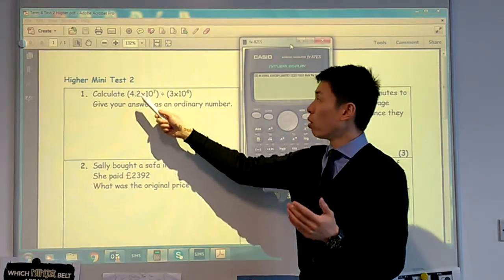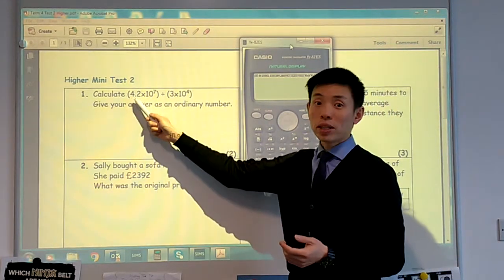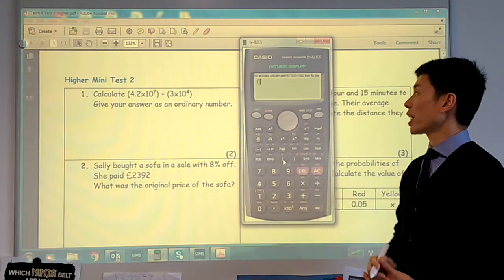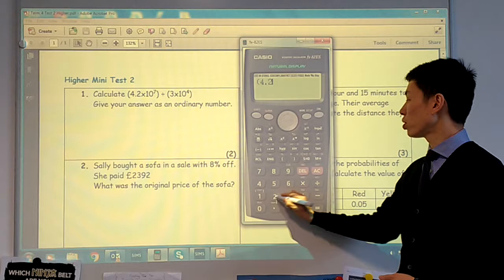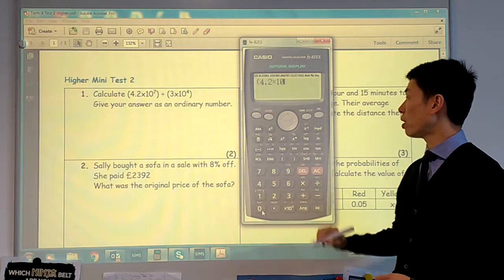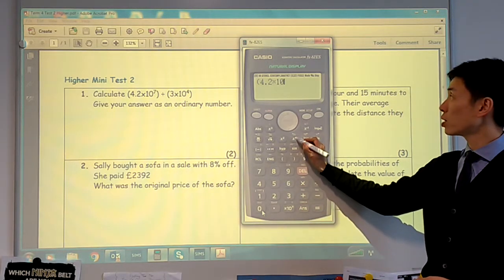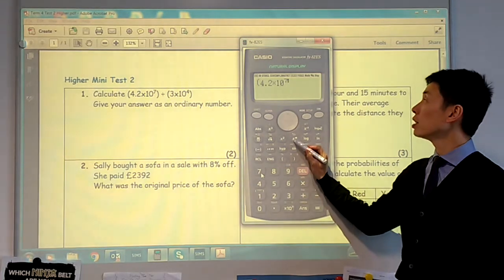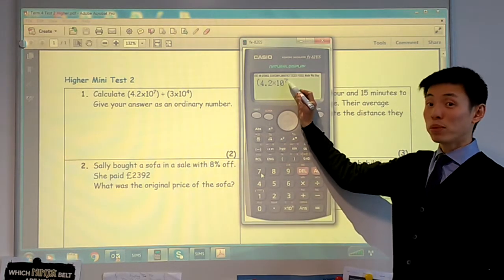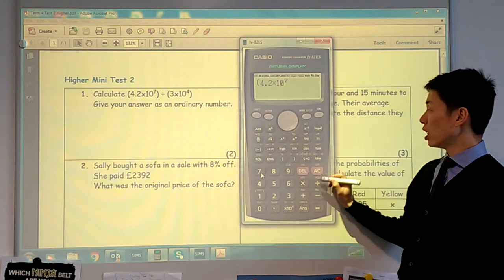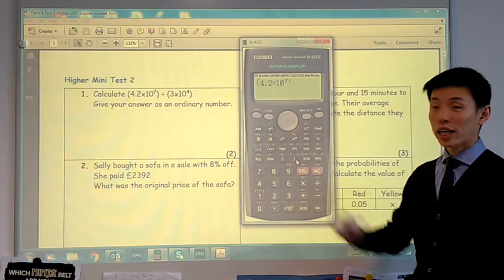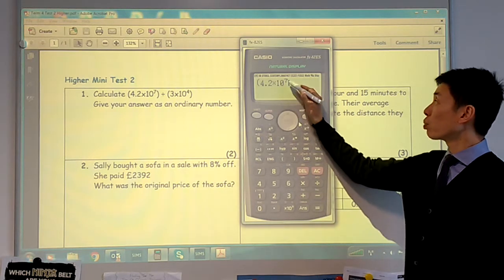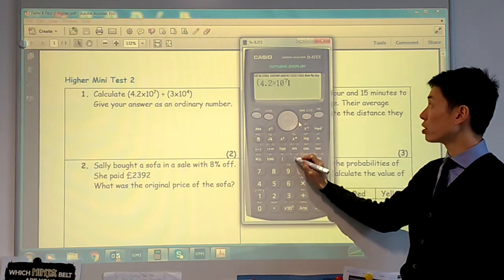All you have to do with that is simply put them into the calculator. So bracket 4.2 times 10 to the power of, and the power button is this one, and then press 7. Now if you do use this button, the cursor is now behind the 7. So if you put a bracket now, you get a little bracket. So make sure you press the right arrow to bring the cursor down before you continue.